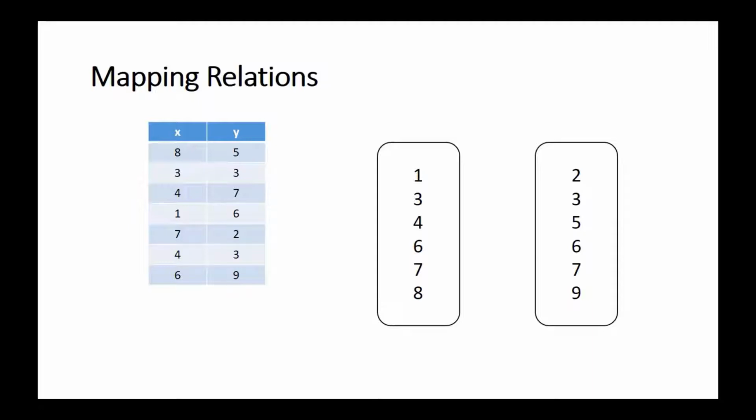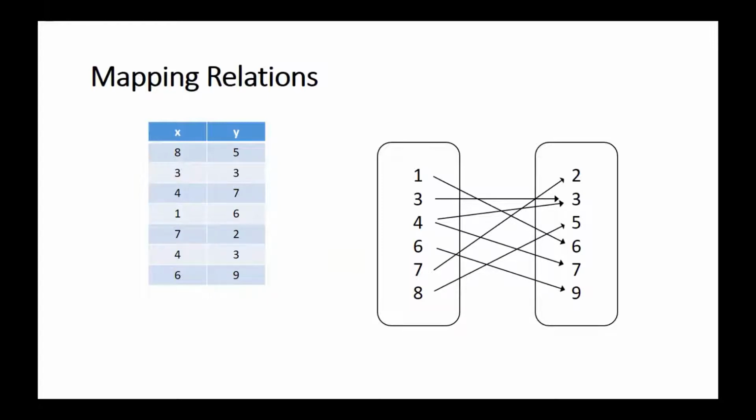So when X is equal to 8, Y is equal to 5. X is equal to 3, Y is equal to 3. 4 goes to 7, 1 goes to 6, 7 goes to 2, 4 goes to 3, 6 goes to 9. And now we see a mapping, and we can use that to see what happens. If we have a 3 as our input, X, then we know that the output is going to be 3. If we have a 4 as our input, X, then it could either lead us to an output of 3 or an output of 7. So that's mapping a relation.